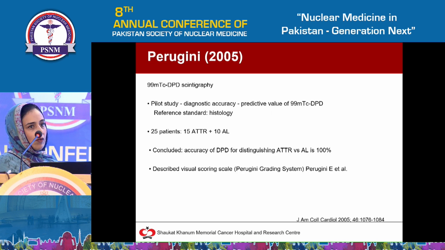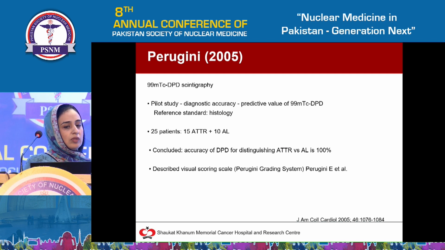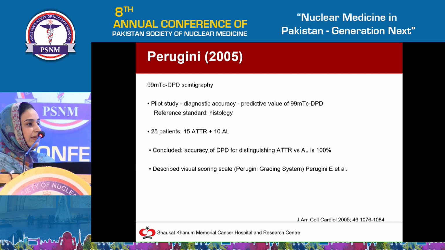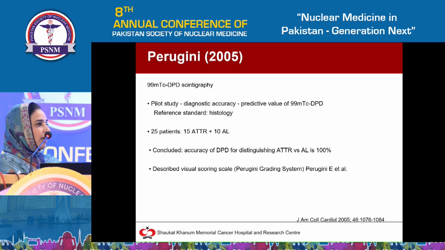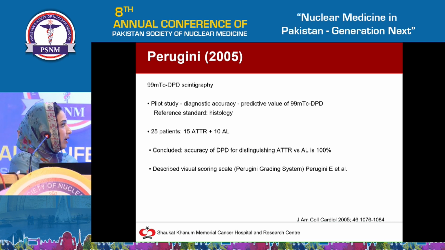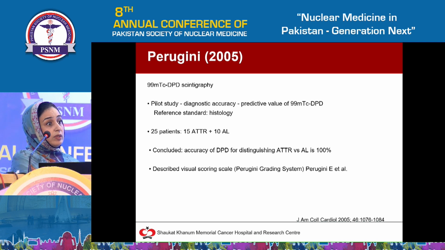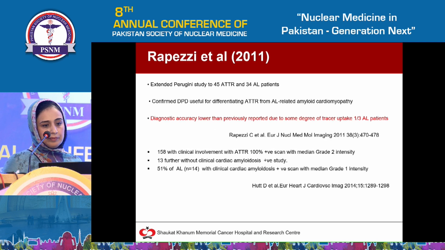Now, a little bit of review of the literature. Perugini in 2005 did a pilot study looking at the diagnostic accuracy of technetium DPD. The reference standard was histology. They looked at 25 patients, 15 with ATTR and 10 with AL. Their conclusion was that the accuracy of differentiating between ATTR versus AL was 100%. He also described these scoring criteria, which is the visual score guide we use to report these scans.